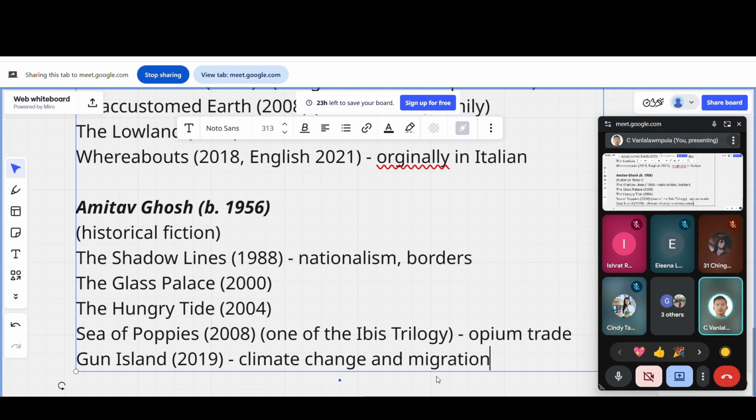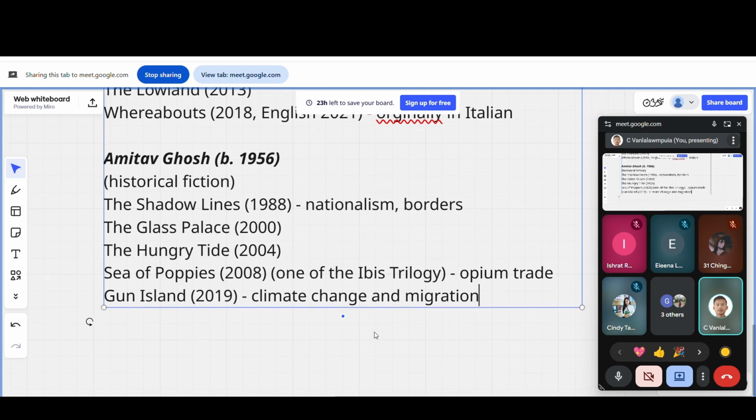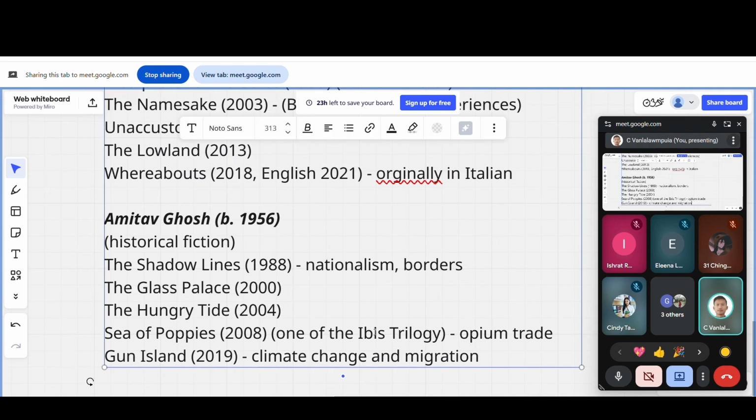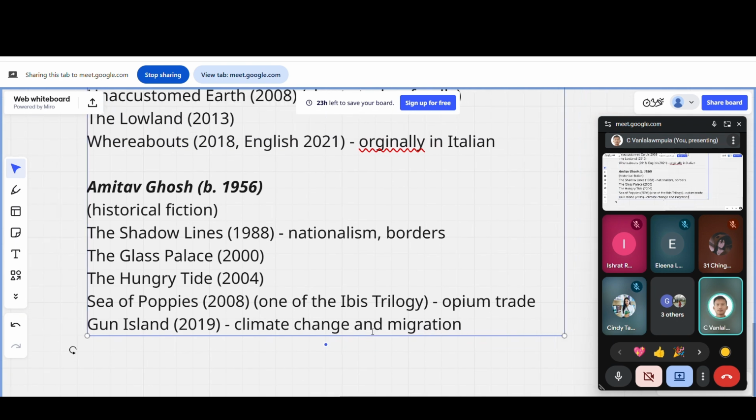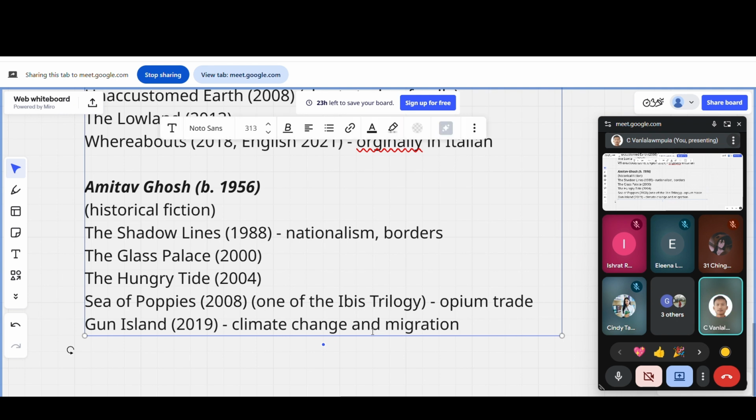We'll continue till maybe 9. I'll give you some more 2-3 minutes. Just let this sink in for 2-3 minutes. And not minutes, like 10 seconds. Amitav Ghosh.